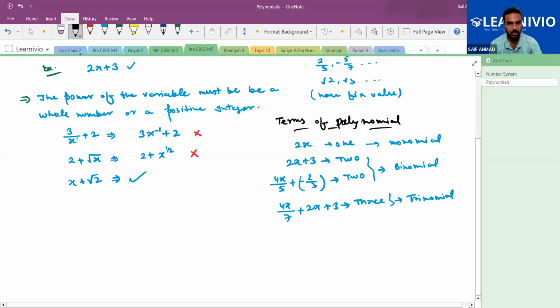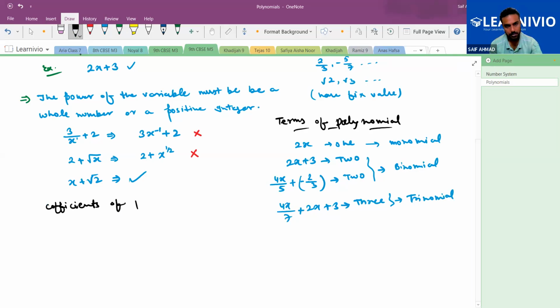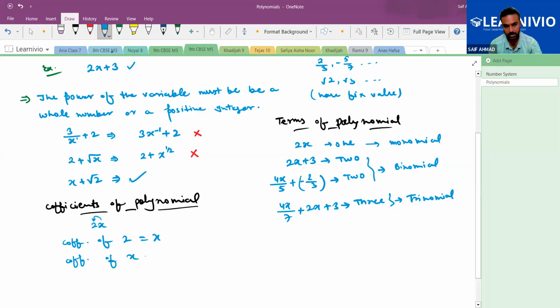Now, what are the coefficients? The numbers which are multiplied by the variable. Yes, the numbers which are in the multiplication. For example, I'm writing 2x. Here, the coefficient of x is 2, because 2 is the multiplication of x. And the coefficient of x is 2.